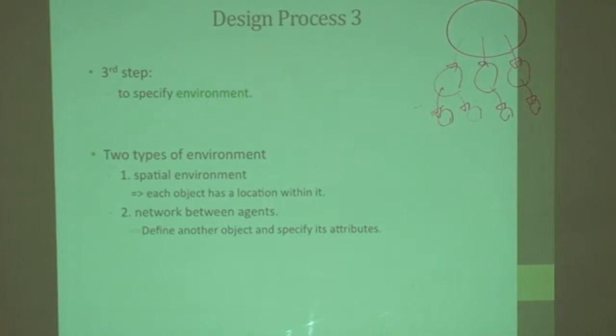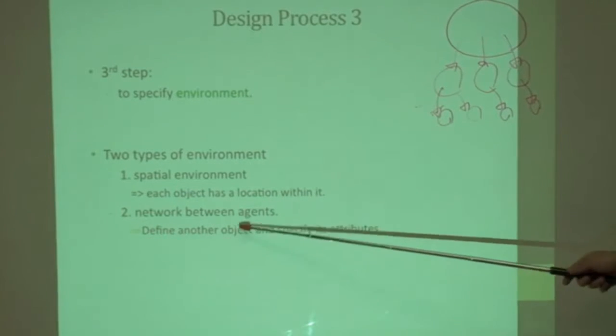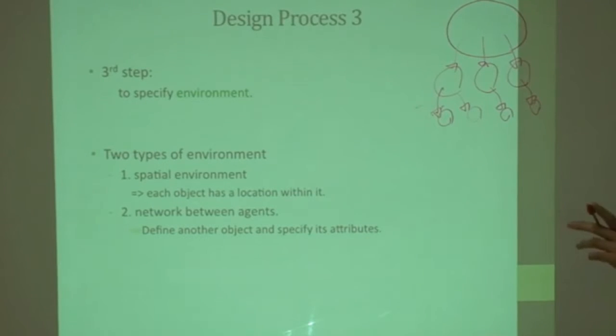The third step is to specify the environment. There are two types of environment. One is the spatial environment. Each object has a location within it. The second type is a network between agents. Network means links between agents. So when you define the network between agents, you define another object and specify its attributes.